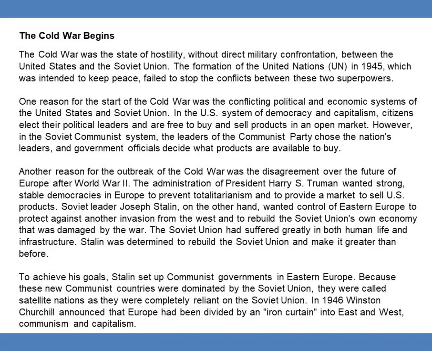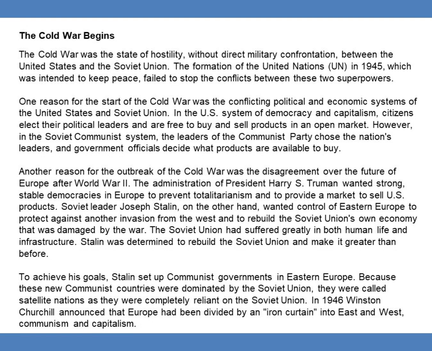One reason for the start of the Cold War was the conflicting political and economic systems of the United States and Soviet Union. In the U.S. system of democracy and capitalism, citizens elect their political leaders and are free to buy and sell products in an open market. However, in the Soviet communist system, the leaders of the Communist Party choose the nation's leaders, and government officials decide what products are available to buy.